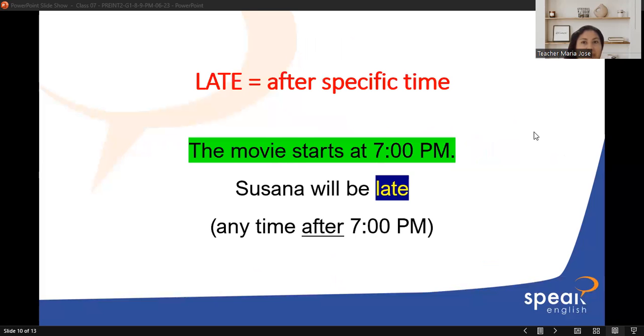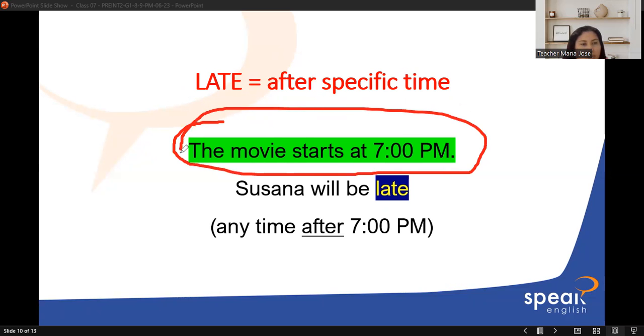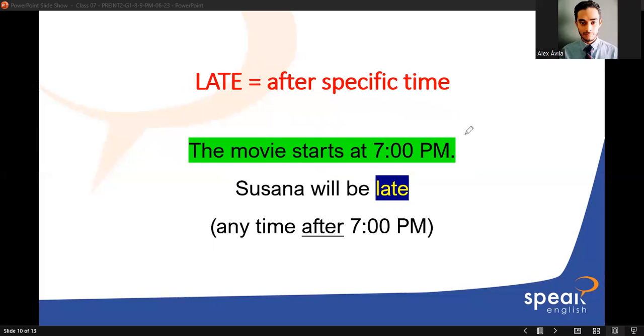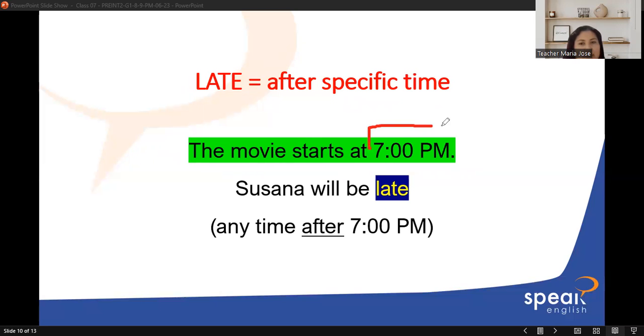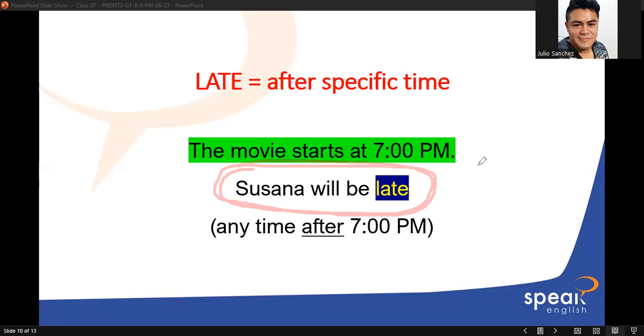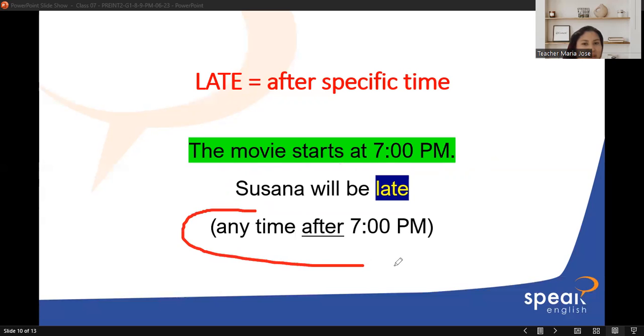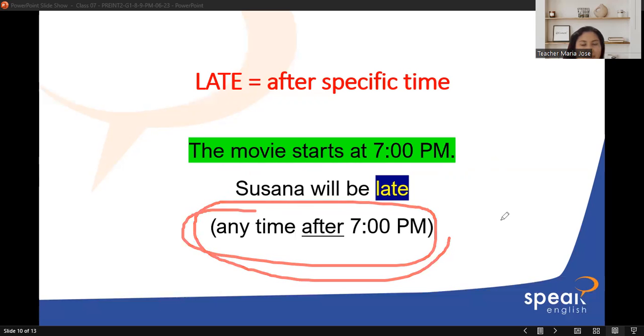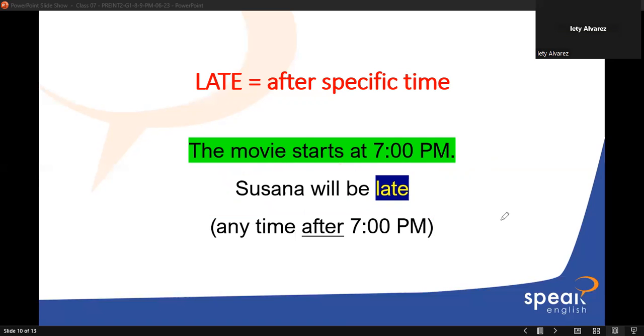Now, in this case, we have another expression. This is "late." That means that it is after one specific time, okay? So here we have the situation. This is the original situation. Can you help me, Alex, reading this? The movie starts at 7 p.m. Okay, so this is the specific time, okay? Now, what is going to happen? Can you help me with the other situation, Julio? Susan will be late. Okay, so what does that mean, Leti? Anytime after 7 p.m. Exactly.